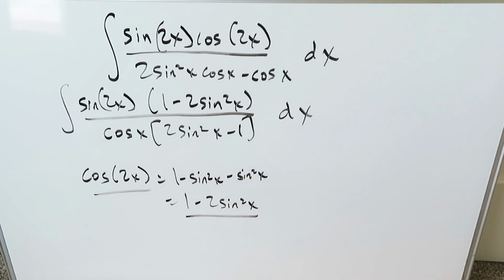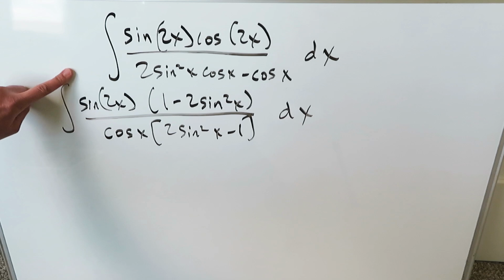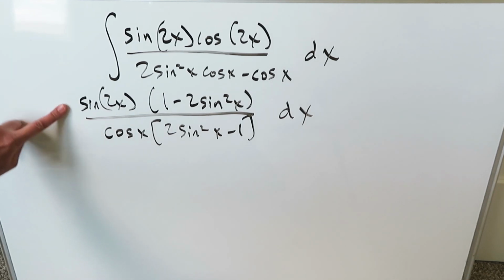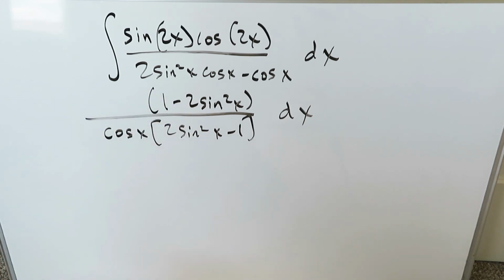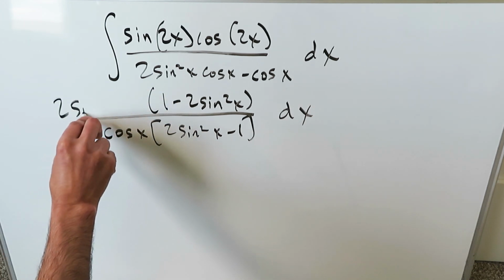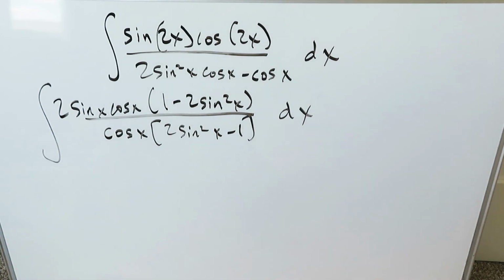Now let's make some modifications. You don't need to see this item here on the bottom. I'm going to erase this right over here, and I'm going to move it out. Look at sine 2x. It's equal to another item. And you know sine 2x is equal to 2 sine x cosine x. And I have my integral sign.